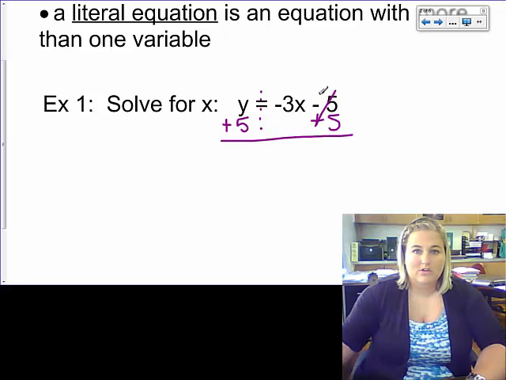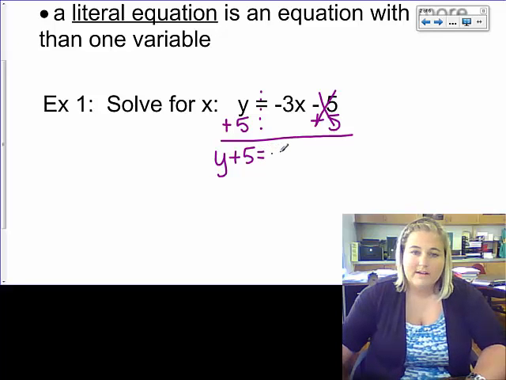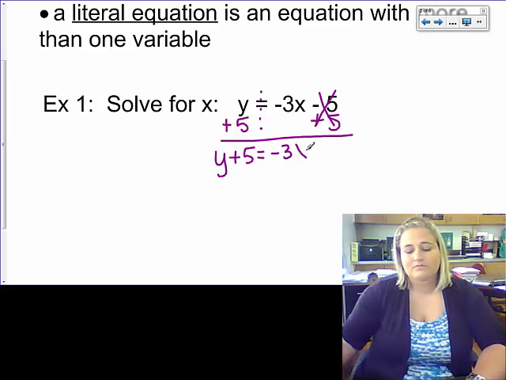So 5s will cancel out. Y plus 5, are those like terms? I hope that you're thinking no, because for these to be like terms, I would have to have a y with this 5, and I don't. This is a constant, this is a variable, they're not like terms. So I'm just going to write it as y plus 5. My equal sign is going to come straight down, and then I have negative 3x.